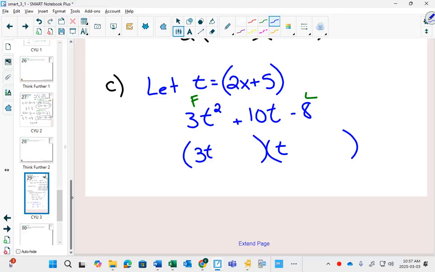8 and 1 and 1 and 8 don't work. I put the 4 here and the 2 here. My outside would be 12, my inside would be 2. This possibly could work. If I need a plus 10, I would need my outside to be the plus 12, my inside to be minus 2. Double check. Does it still give me my minus 8 for my last term? It does. And now we can substitute back.